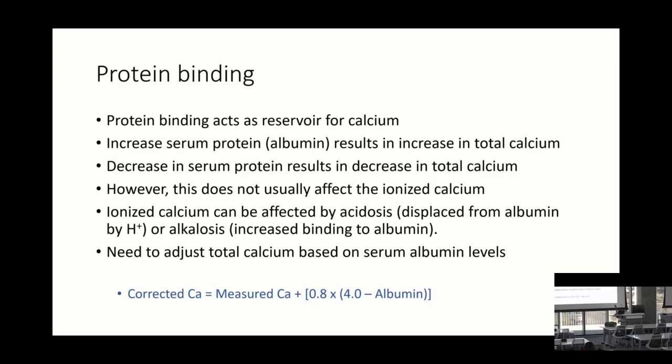Ionized calcium can be affected by acidosis. As you can imagine, there are a lot of hydrogen ions that can displace the calcium from the albumin. So that can lead to high ionized calcium. Or alkalosis, which has fewer hydrogen ions, so there's increased binding of calcium to albumin. So there might be less ionized calcium as a consequence of that. Again, it's important to adjust total calcium based on the serum albumin levels.